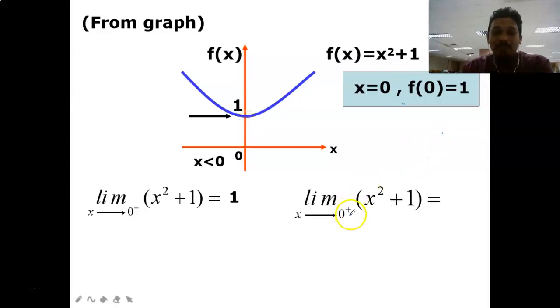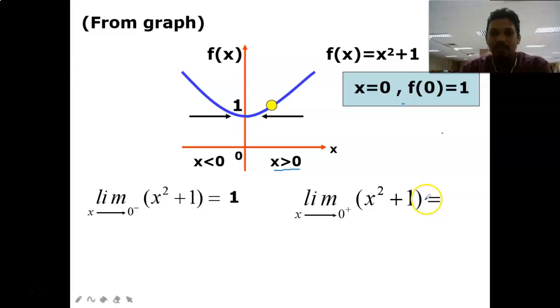And limit as x approaches 0 from the right. The question mentions x greater than 0, so the direction is from the right. When x is getting closer to 0, opposite of the one before, we just substitute x equal to 0: 0 squared plus 1 equals 1.